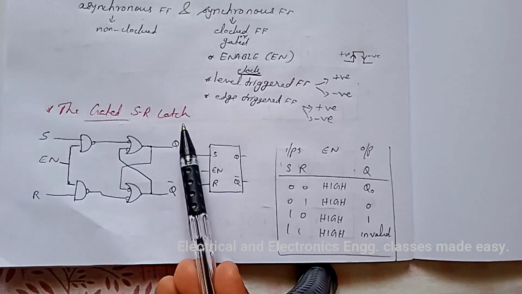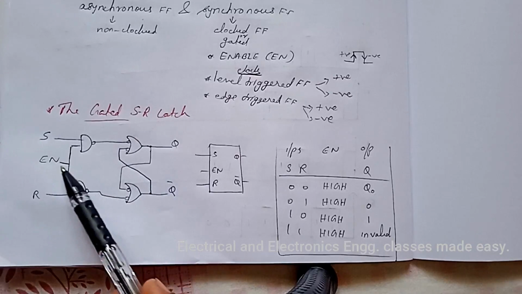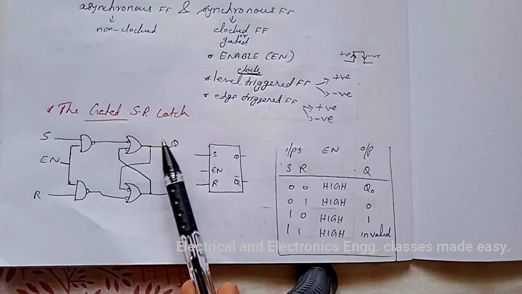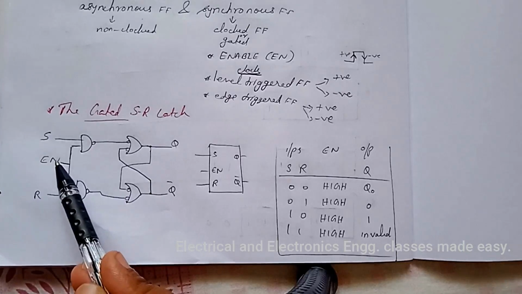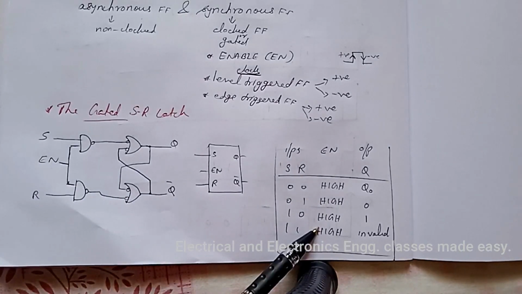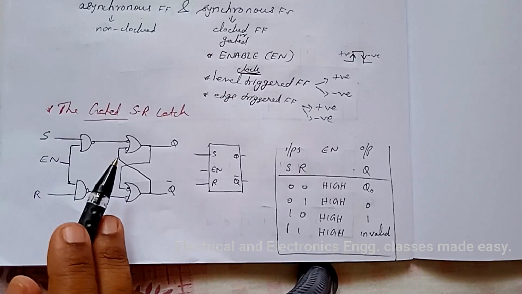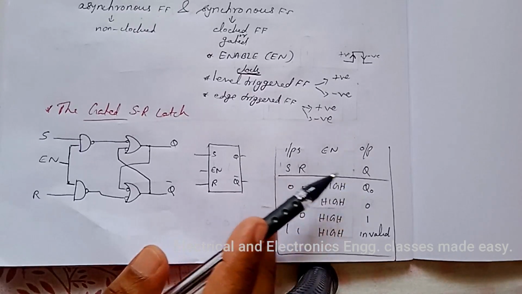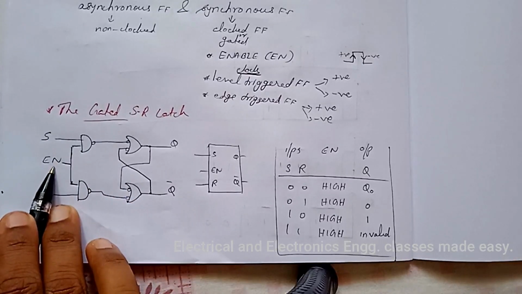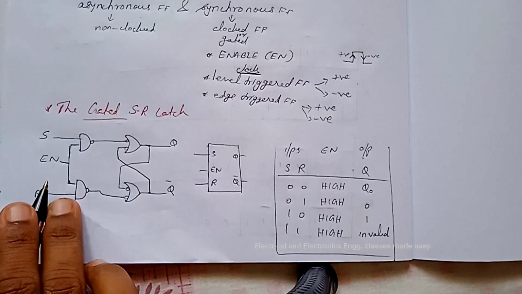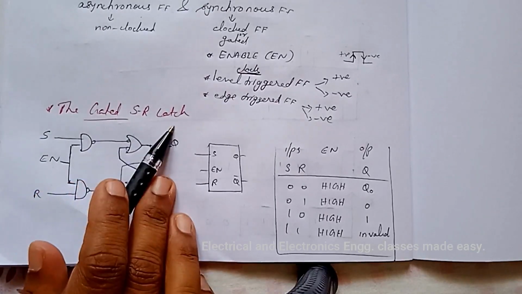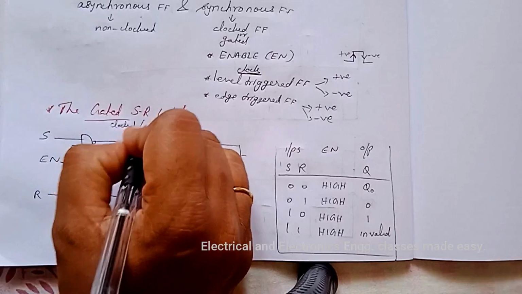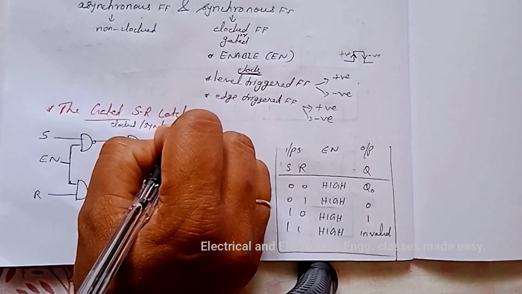The gated SR latch. A gated SR latch requires an enable input. Its S and R inputs will control the state of the flip-flop only when the enable is high. When enable is low, the input becomes ineffective and no change of the state can take place. So the enable input may be a clock. So a gated SR latch is also called a clocked SR latch or synchronous SR latch.